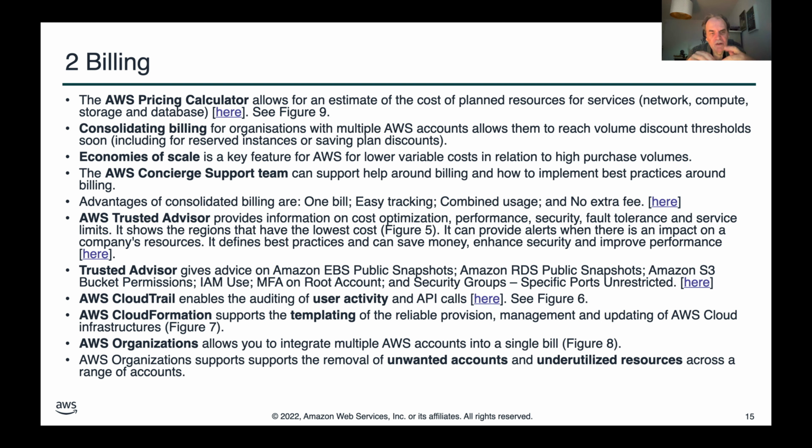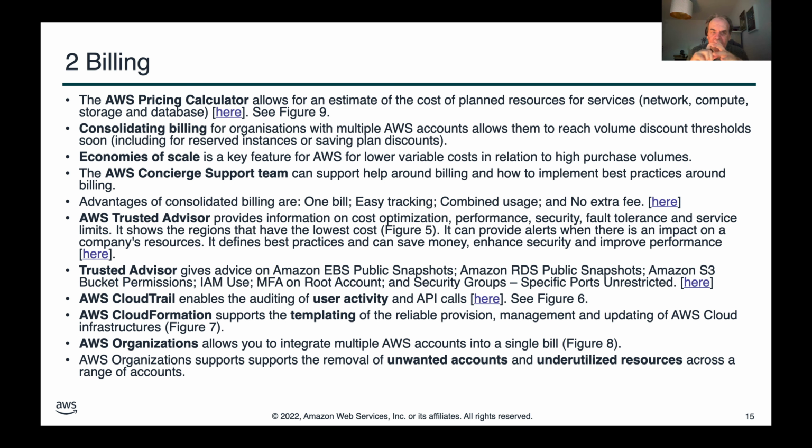Trusted Advisor, and I'll show you that in a little minute. With Trusted Advisor, we can look at cost optimization, performance, security, fault tolerance, service limits, and so on. And it also shows us the regions that have the lowest costs. And we can get alerts based on any of these areas. Trusted Advisor also gives us advice on the snapshots that we have. That's the data snapshots for our disks and so on.